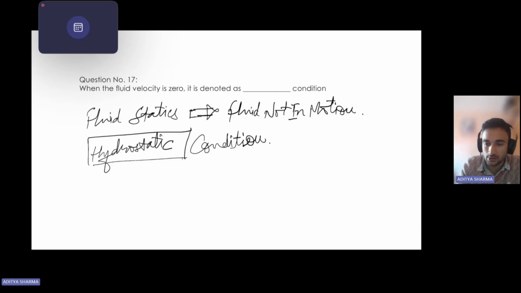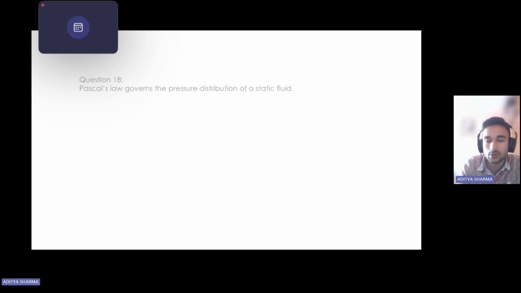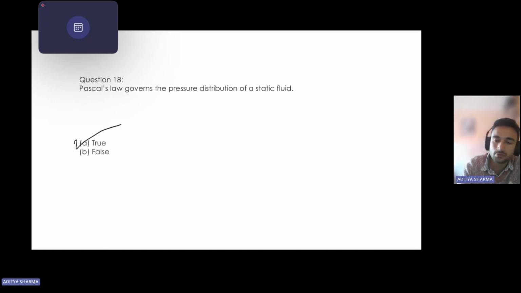All right. So Pascal's law is also applicable for such conditions only. This has been covered in week one lectures. So you see the answer. Yes, it's hydrostatic. All right. So let's move on to the next question. Pascal's law governs the pressure distribution of a static fluid. Just now only I have said this. So yes, Pascal's law governs the pressure distribution of a static fluid, and it's true.